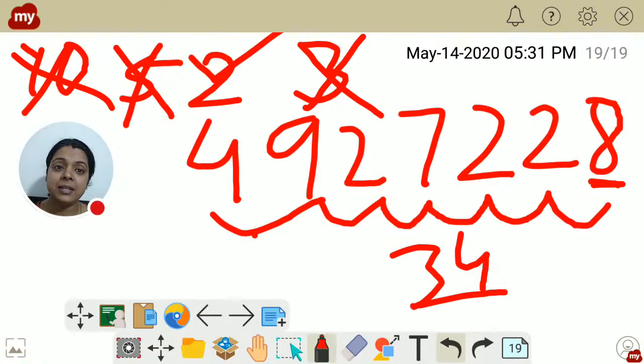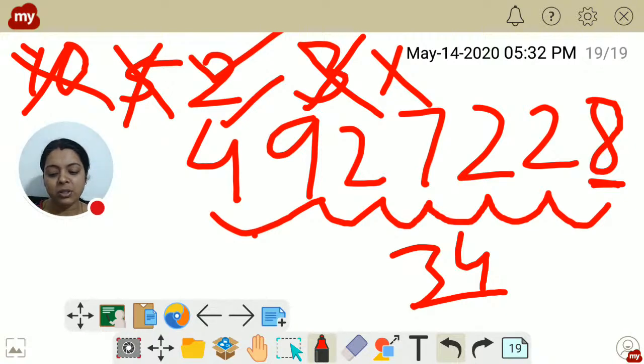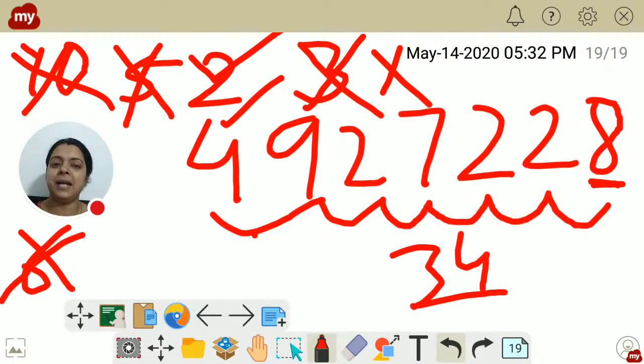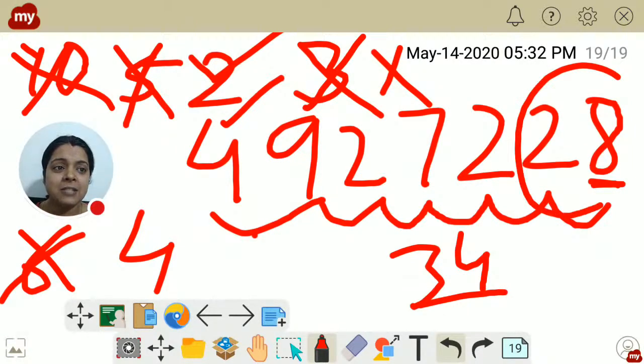Now, let's take 6. Whether it is divisible by 6 or not? Undoubtedly no. Why? Because it is divisible by 2 but not by 3. The rule of 6 says it should be divisible by 2 and 3 both, and if it is divisible by both, then only we can say yes, it is divisible by 6. So finally, it is not divisible by 6. And the last one we have is 4. So what is the rule of 4? 4 says last two digits.